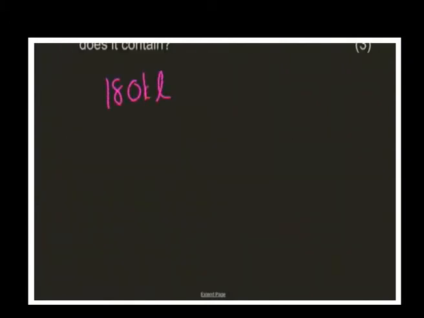Okay. And we only want to fill it 80%. Now remember, 80% is always 80 over 100. 60%, 60 over 100. 40%, 40 over 100. You get the idea. It's always over 100 because percentage is out of 100. So we want to take 180 kiloliters and find 80% of that.